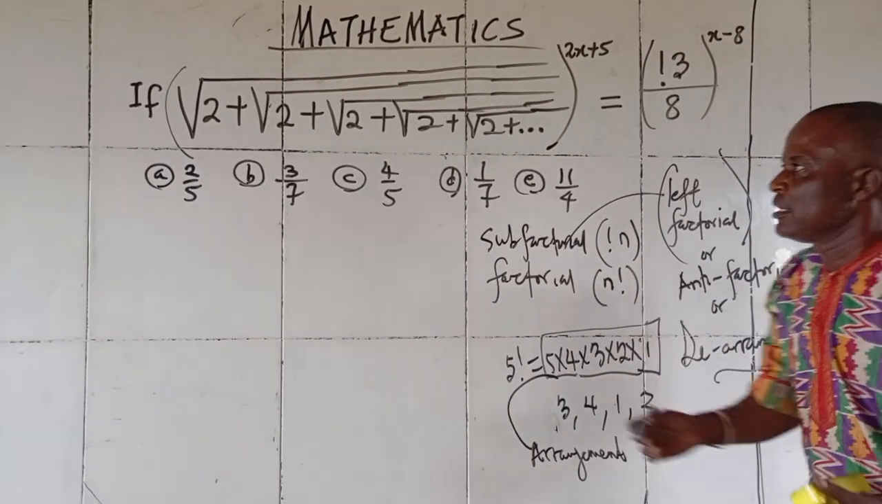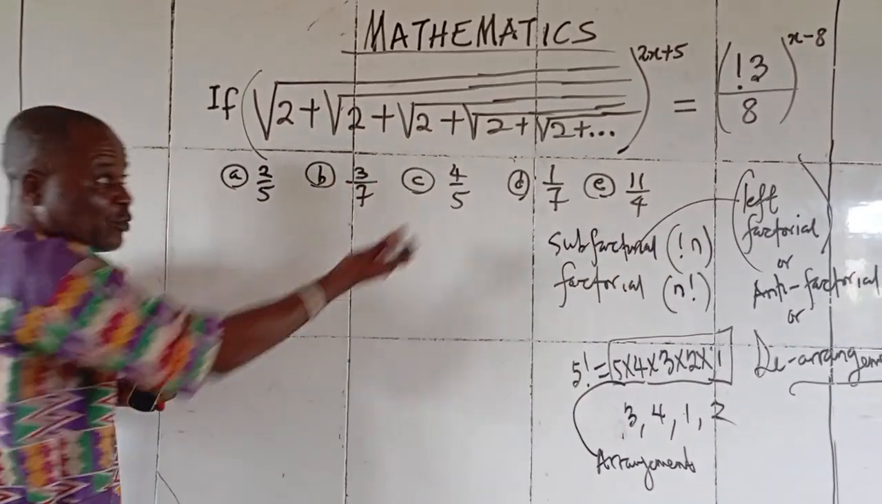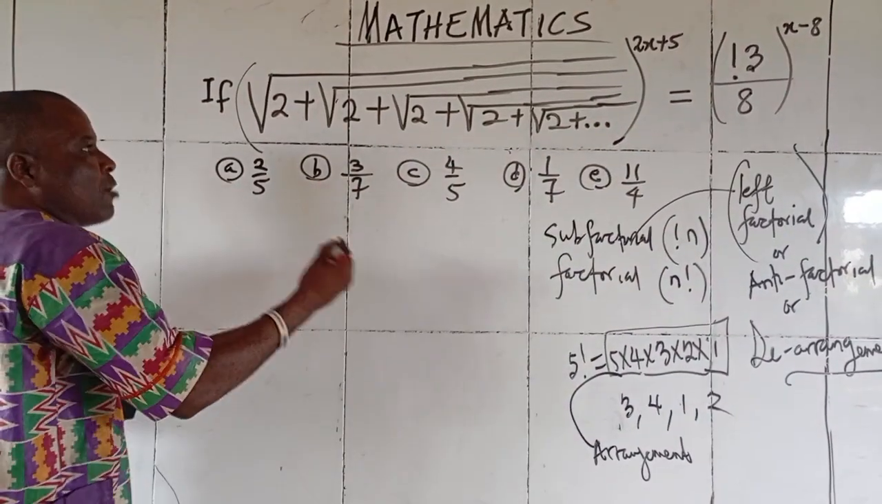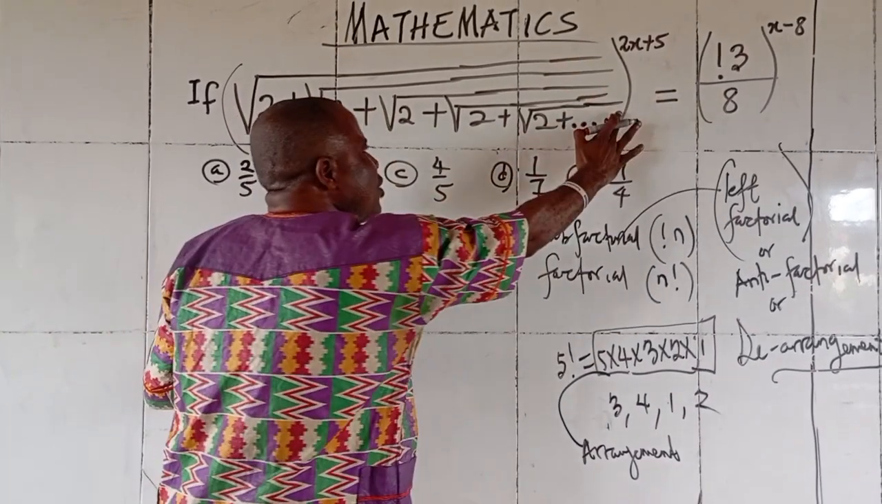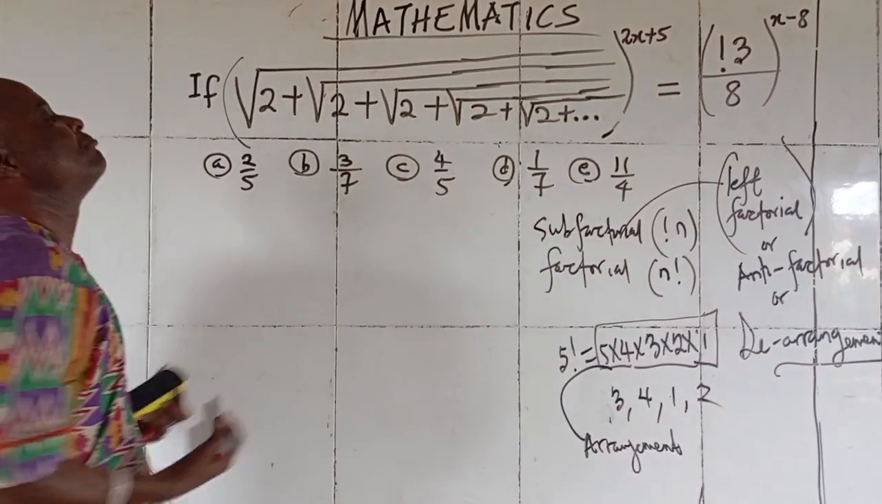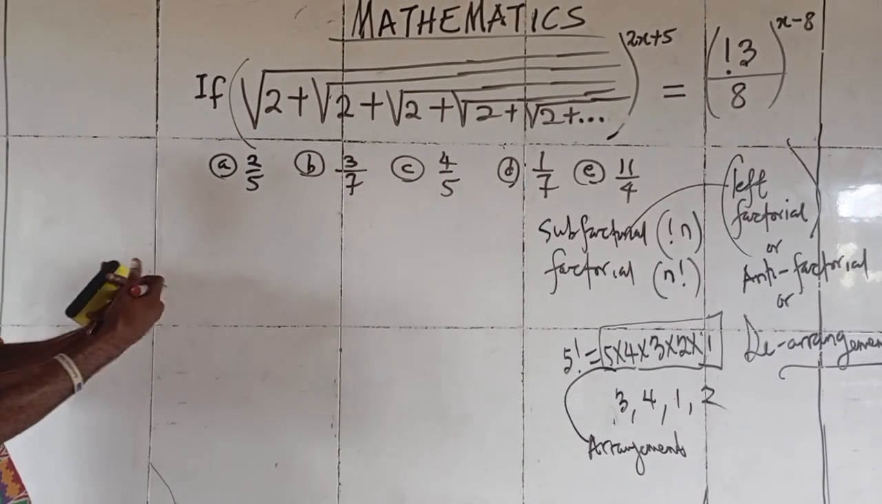Now, I solve. The first thing I'm going to do here, I'm going to trash out this complex radical. We can see that it's continuous. Now, some question can come and put infinity at the end. It means it's continuous. That is a recurring complex solved.